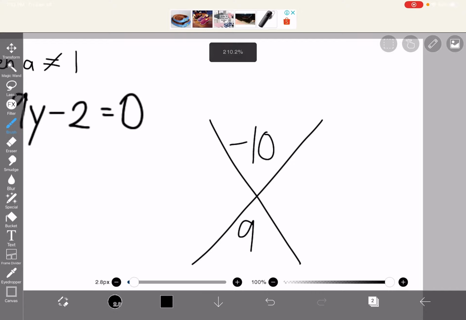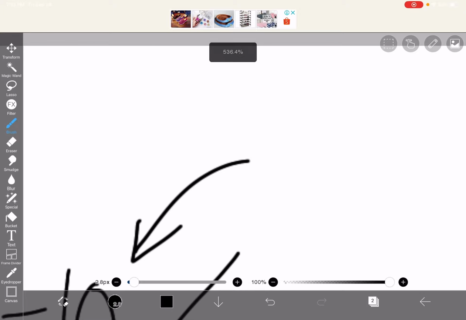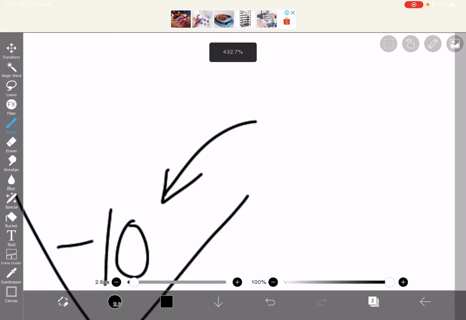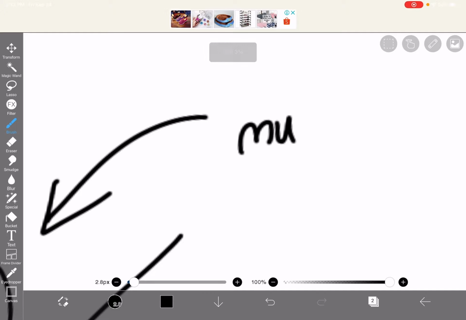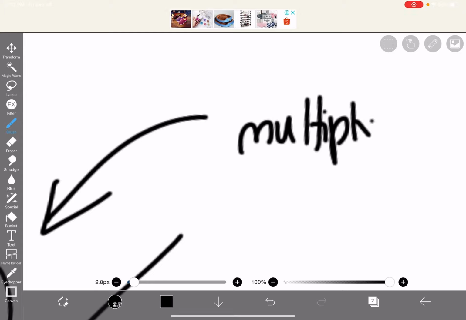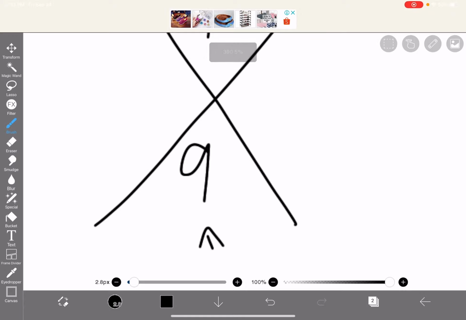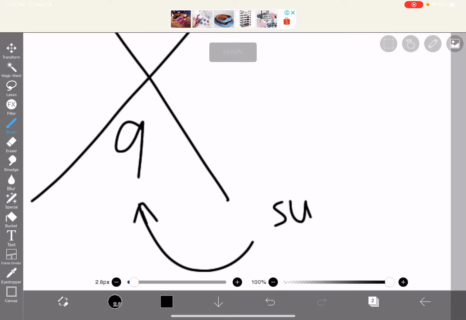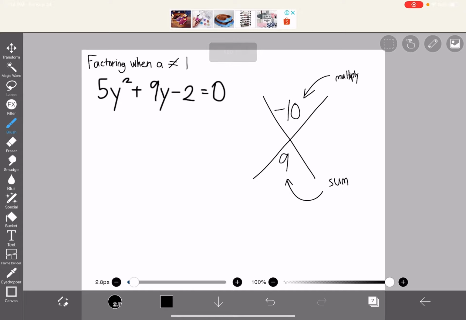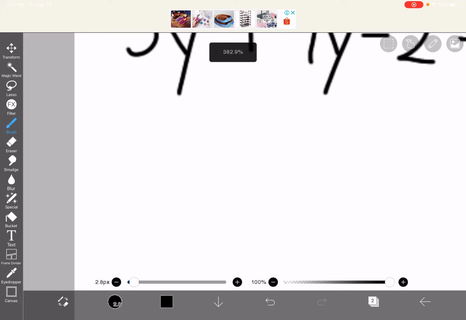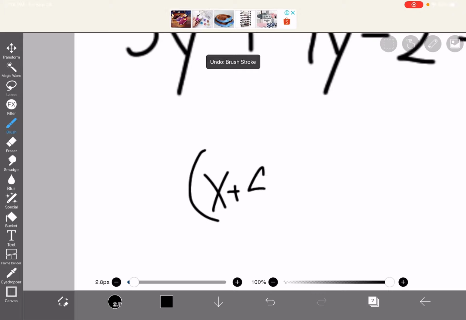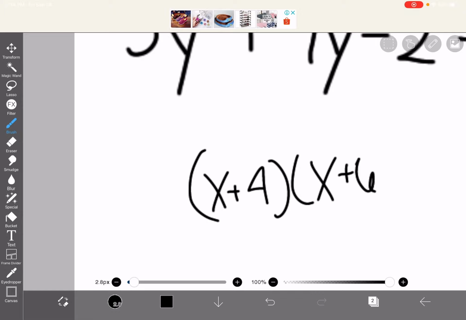Now, let's think of two numbers that when multiplied give negative 10, and will sum to 9. At this part, it's basically like how you normally do it if a is equal to 1.